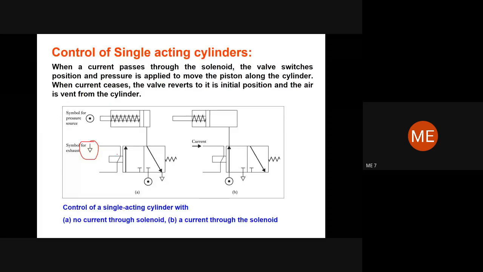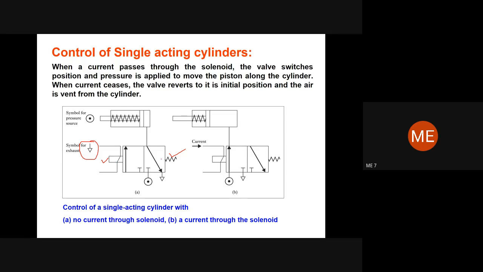Now, this is the diagram of the control of a single acting cylinder. In this diagram, we have one symbol here, and another two symbols which are valve actuation symbols. This valve actuation symbol is actuated by means of a solenoid. This is the spring actuation, and the other is the solenoid actuation.